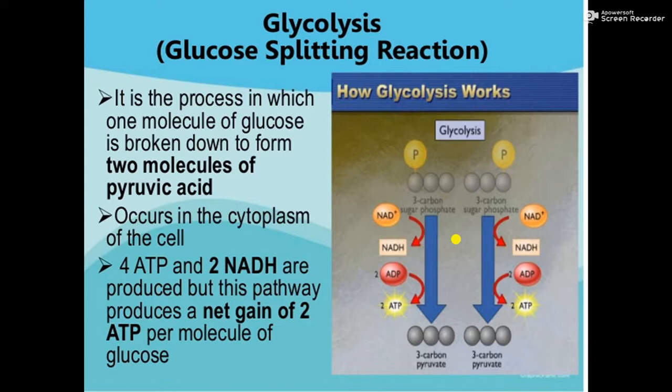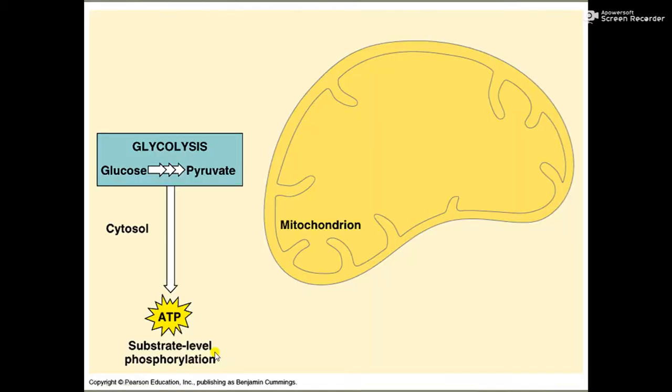It is the process in which one molecule of glucose is broken down to two molecules of pyruvic acid. So here we can see that in glycolysis, one molecule of glucose breaks down into two molecules of 3-carbon pyruvic acid. It occurs in the cytoplasm, and 4 ATP and 2 NADH are produced by this pathway, with a net gain of 2 ATP per mole of glucose.